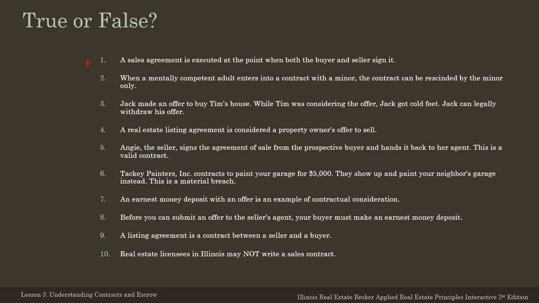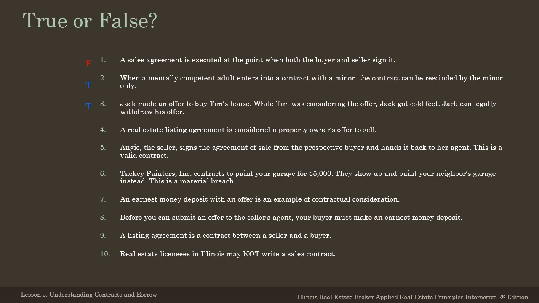When a mentally competent adult enters into a contract with a minor, the contract can be rescinded by the minor owner. Yes, that's a voidable contract we talked about. Jack made an offer to buy Tim's house. While Tim was thinking the offer over, Jack got cold feet. Can he legally withdraw his offer? Yes. Okay. It hasn't been accepted and he hasn't been notified of it.